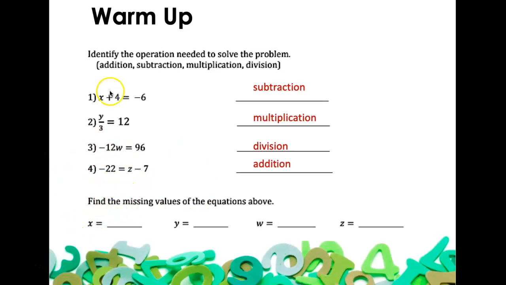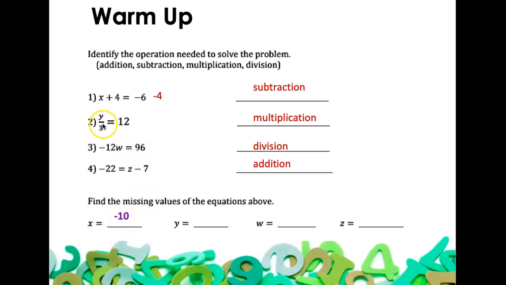Now let's go back to number 1 because it says find the missing values of the equations above. We want to know the value of x. What is the number that when you add it to 4 will give you negative 6? We're going to use subtraction, and it should be the number closest to the variable. So plus 4, the opposite is minus 4. Negative 6 minus 4 will give you negative 10. So x is negative 10.